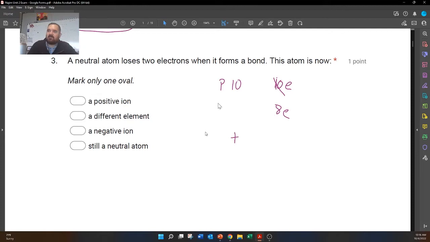And things with a positive charge are going to be positive ions. We also refer to these as cations. And the t resembles the plus, so that's an easy way to remember it. And a negative ion is going to be an anion.